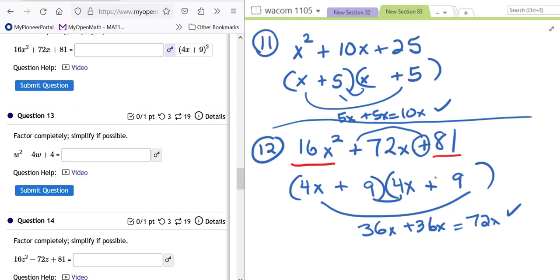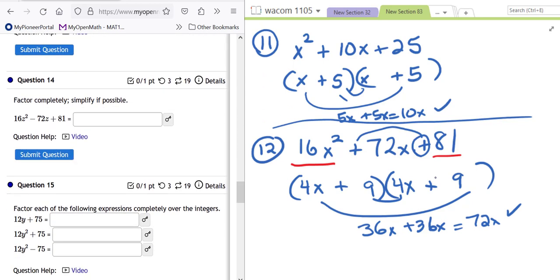All right, I'm just going to skip 13. And I'm going to skip 14 because the only thing different on it is it has minus instead of plus. So it would just have minus in here. Otherwise, it would be the same. So I'm going to skip those two.